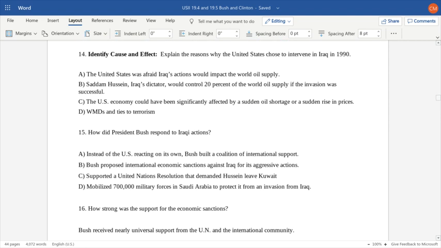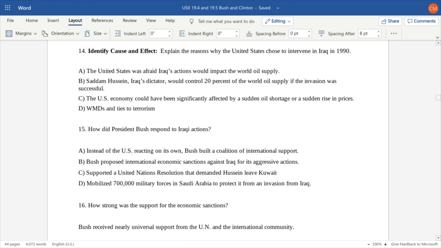So looking at 14, the United States was afraid Iraq's actions would impact the world's oil supply, as I mentioned. Hussein, Iraq's dictator, would then control 20% of the world oil supply if the invasion was successful and he maintained his control of Kuwait. The American economy could have been significantly impacted by a sudden shortage or shortage of oil during this period of time. A sudden rise in prices would be dramatic and drastic in a negative fashion on our country.